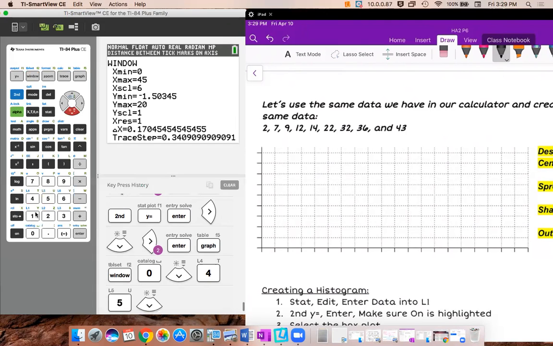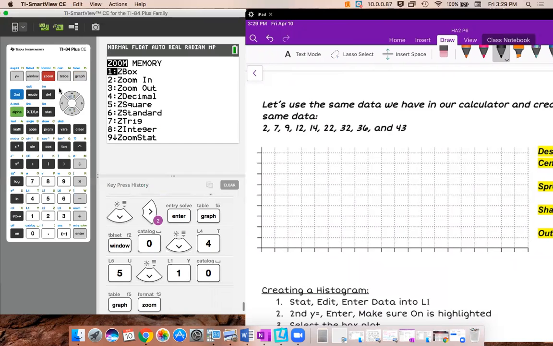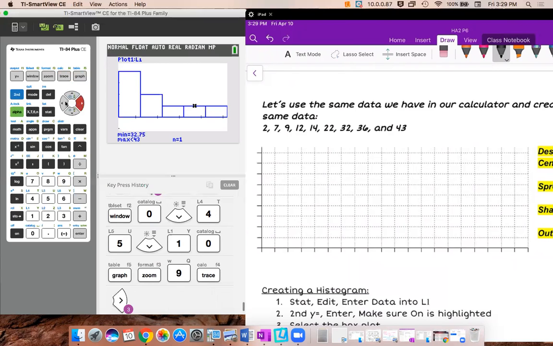So let's change that to be 10 for this one. And you can kind of play around if you want. And then you're gonna go to graph, and then you can see a little bit better of a histogram. And then if you want an even nicer one, you can do zoom number 9, and it'll zoom right in on those stats. So then what's nice about this is you can click trace, and you can move around, and it'll tell you what each of these bin widths are and how many elements are in there.